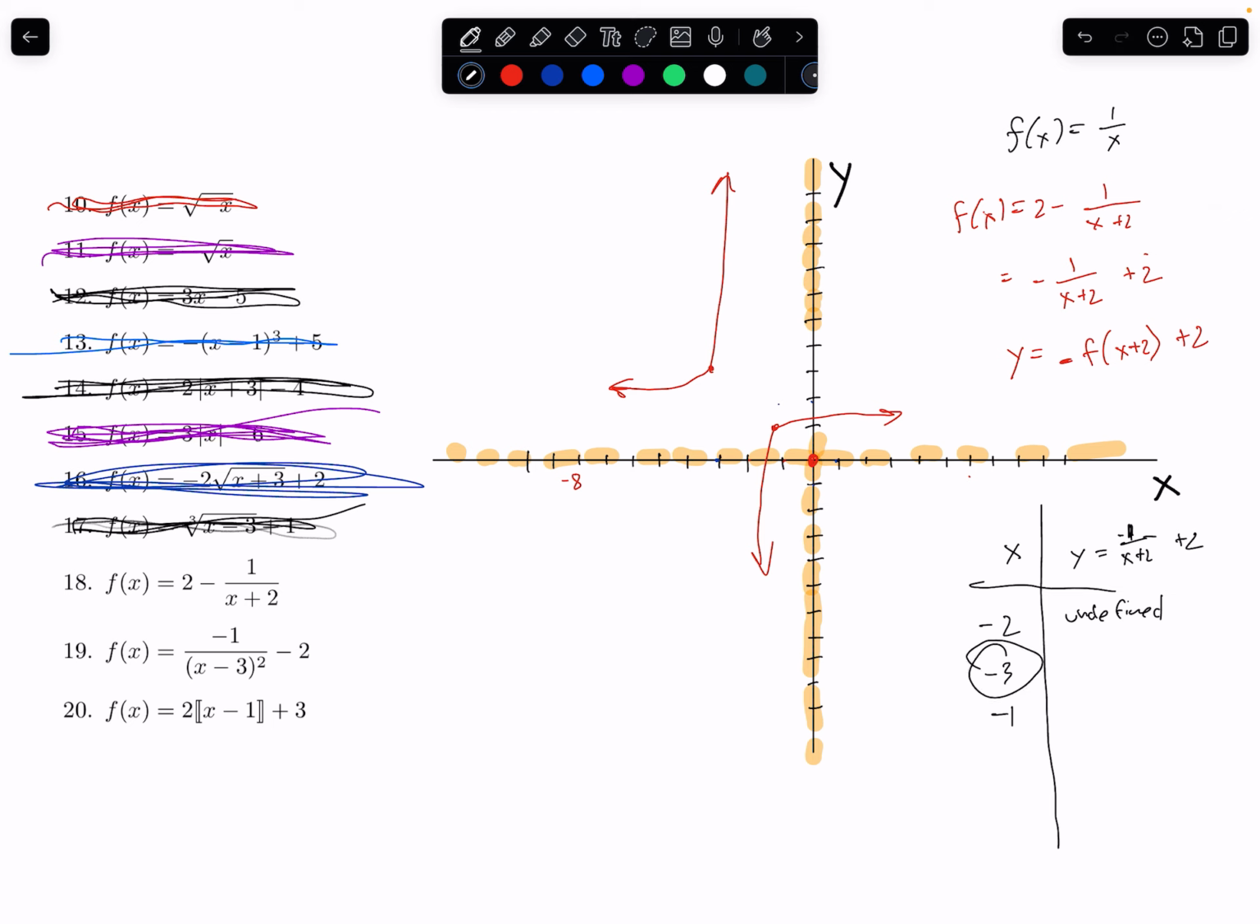Oh, I'm sorry. Let me do -3 first. If I plug in -3, it's going to be -3 plus 2 is -1. -1 over -1 is +1. Plus 2 is going to be +3. Does that match up here?